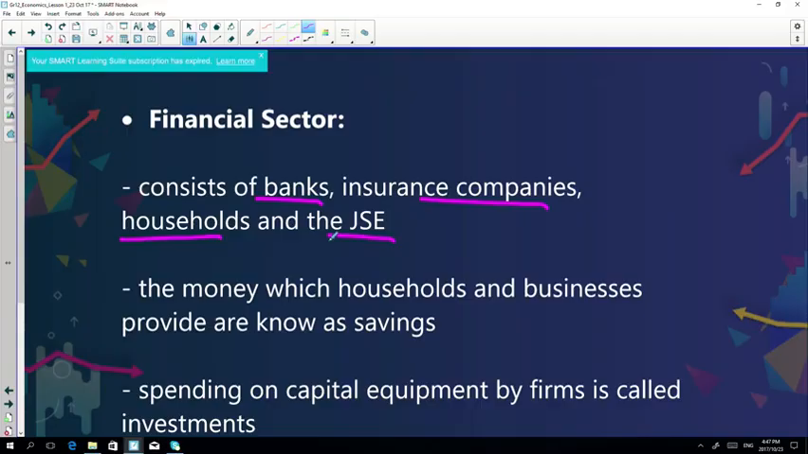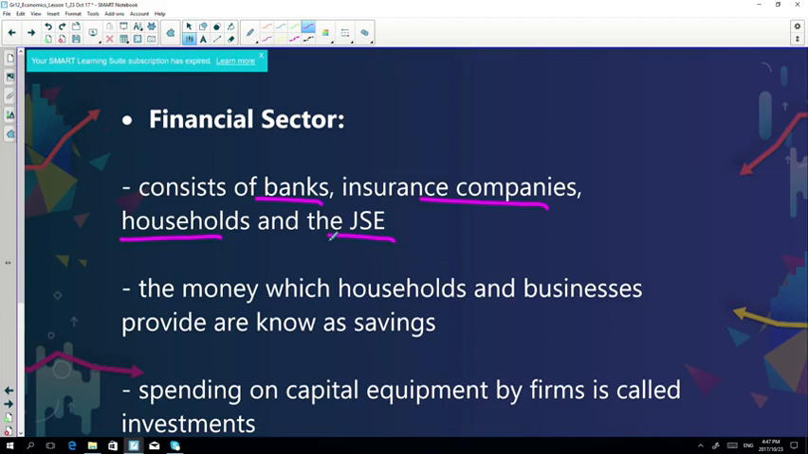For example, if you are running a business and you keep a lot of stock in your warehouse, it is important that you take out insurance to cover that stock, so that should anything go wrong, you will be compensated for the losses that you have incurred. And then households, that is consumers of goods and services, and the JSE, which is the Johannesburg Stock Exchange or the Johannesburg Securities Exchange. They were initially based in the CBD in Johannesburg, and they have now moved to Sandton, where they have their new building.